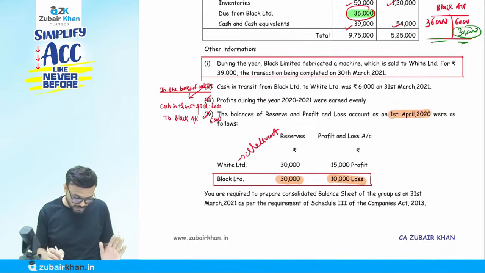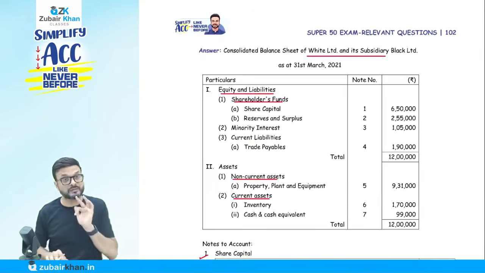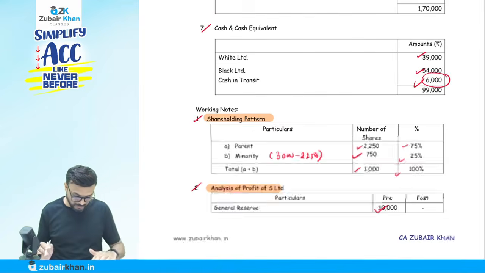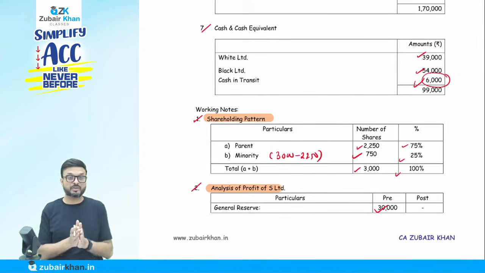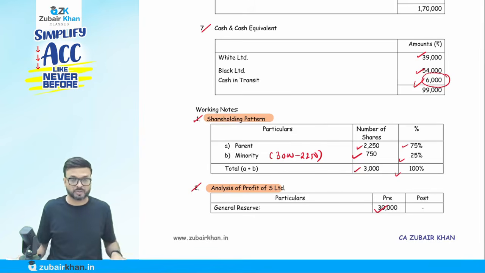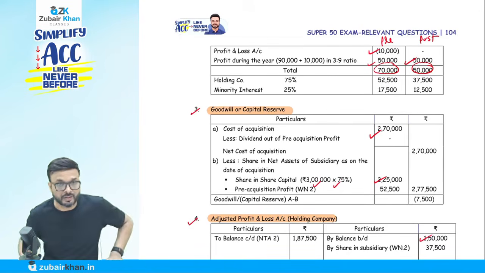Now we have done all the adjustments. First, what we have to close is always the working notes. So come to the first working note, that is the shareholding pattern. Once you are able to do it in pre and post, it is easy. Third, if you do the total 70,000 and 50,000: 75% of 70,000 is 52,500 and 25% is 17,500. Now 75% and 25% of 50,000 are 37,500 and 12,500. You got the point?